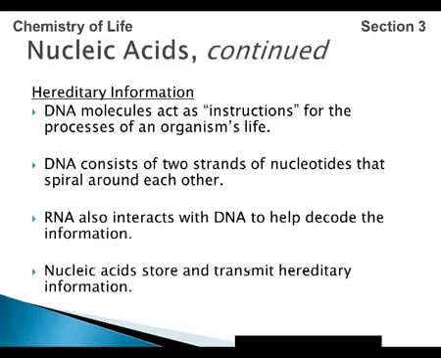So hereditary information. Remember, hereditary information is that information that gives what you look like to you. And hereditary information are the things that are usually passed on from parents to offspring. So the DNA molecules act as instructions for the processes of an organism's life. DNA consists of two strands of nucleotides that spiral around each other. RNA interacts with DNA to help decode the information. And then nucleic acids store and transmit hereditary information.